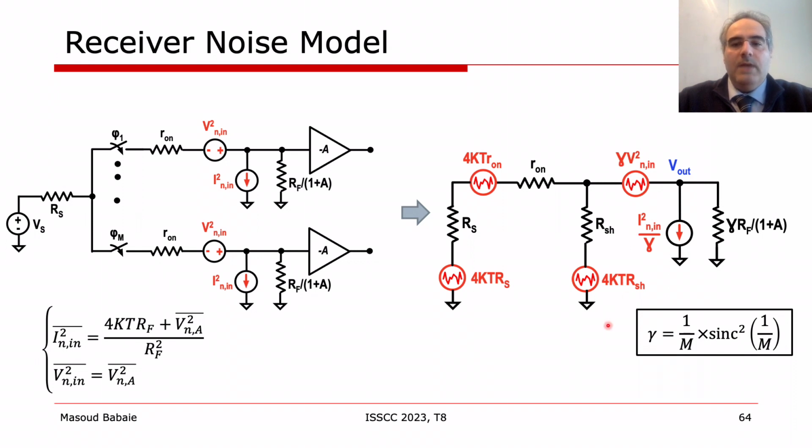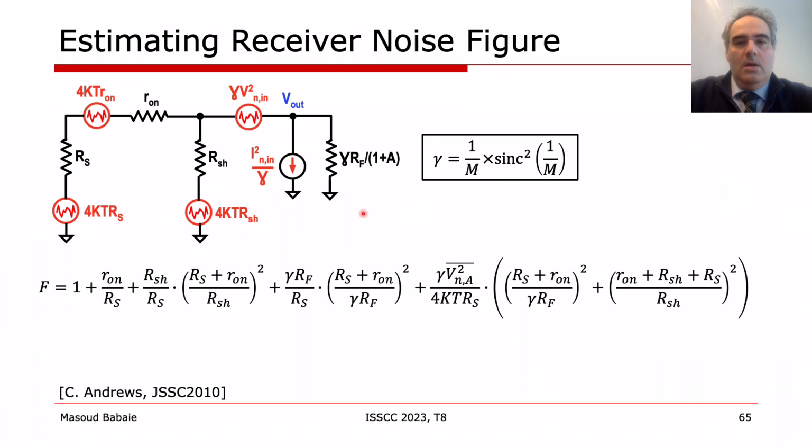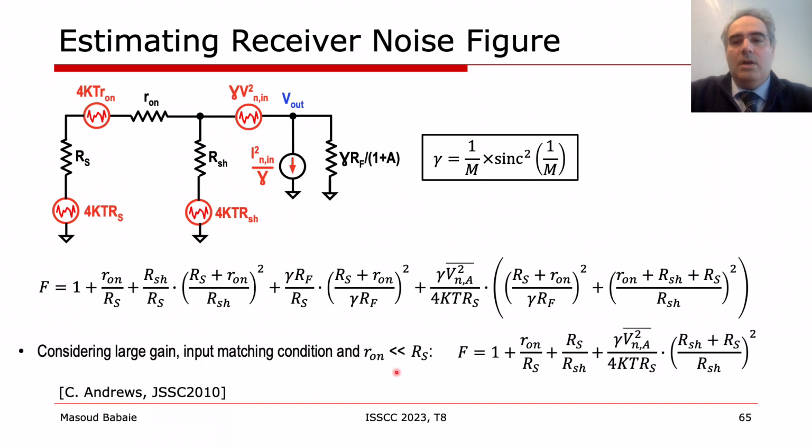As a result, we have the circuit schematic on the right side to calculate the noise figure of the receiver. The noise factor of this circuit is estimated by dividing the total output noise by the portion of that noise caused by 4kTRS. After lengthy algebra, we reach this noise factor equation. Considering a large Rx voltage gain, the input matching requirement, and an Ron much smaller than Rs, the noise factor equation can be simplified to this one.